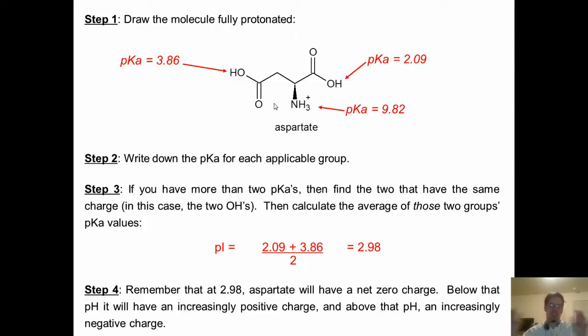Below that pH, we start to see things get more and more protonated, which means we start to protonate these OHs and we see an increasingly positive charge. Above that pH, we start to deprotonate things. We get more and more O minuses, which means we start to see things get more and more negatively charged.